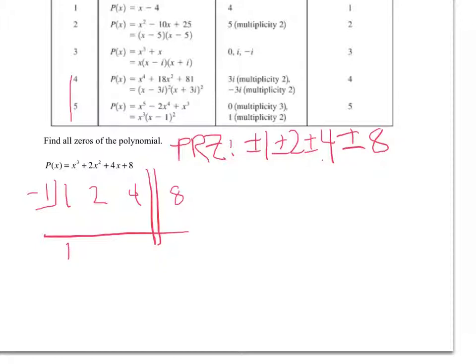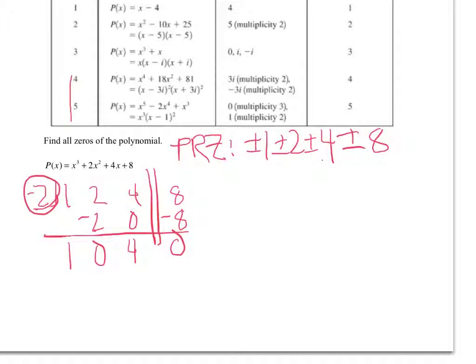So 1 times negative 1 is negative 1, plus 2 is 1. 1 times negative 1 is negative 1, plus 4 is 3, and that's not going to give me 0. So now I'm going to try negative 2. 1 times negative 2 is negative 2, plus 2 is 0, plus 4 is 4, times negative 2 is negative 8. So there, I found a 0 at negative 2.